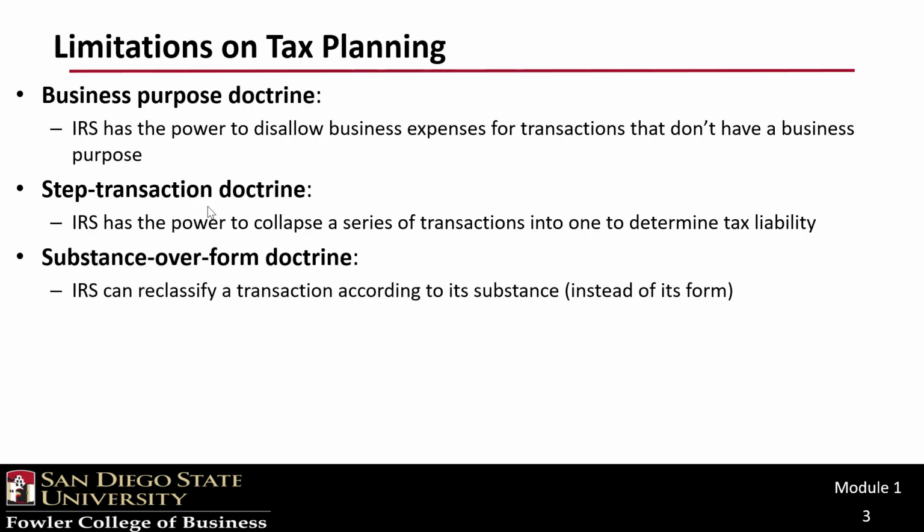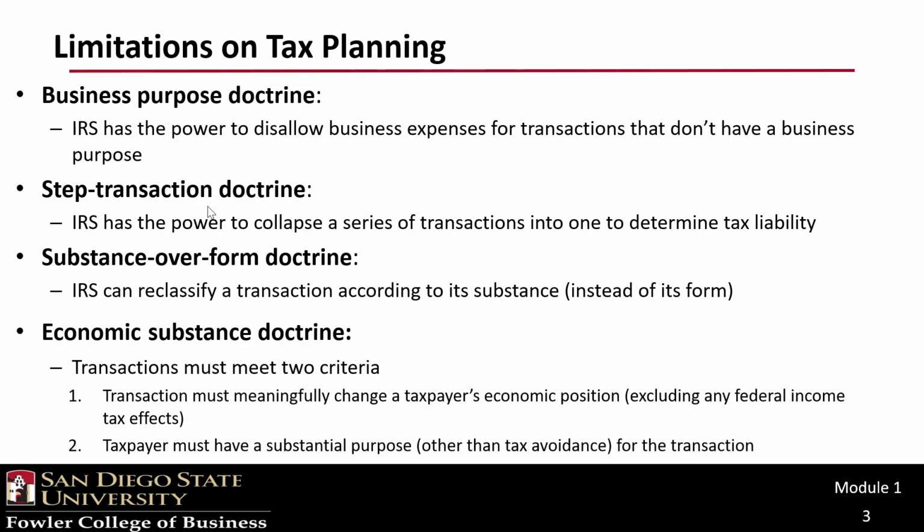Substance over form is exactly what it says. The IRS can look at the substance of a transaction as opposed to its legal form to make a determination. And within that is the economic substance doctrine. Under the economic substance doctrine, to be respected, a transaction must meet two criteria. It must meaningfully change a taxpayer's economic position, excluding any income tax effects. And number two, it must have a substantial purpose other than tax avoidance. And so number two really relates pretty strongly to the business purpose doctrine.